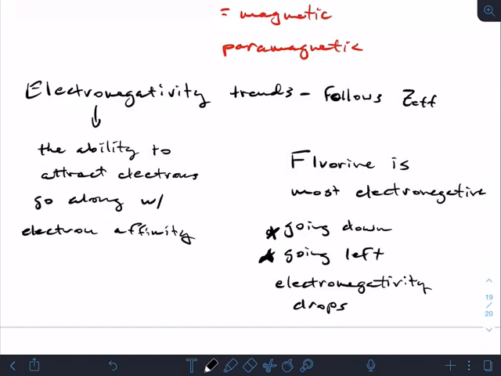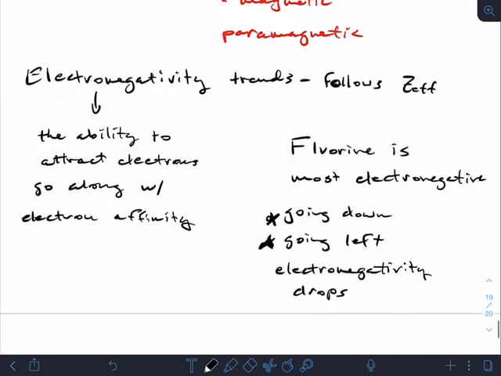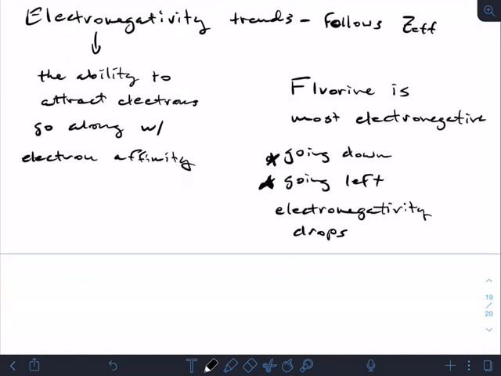So small atoms are going to have a higher Z effective than big atoms. Atoms on the right-hand side of the table are going to have more electronegativity than atoms on the left-hand side of the table. So fluorine is the most electronegative, and everything going away from fluorine follows that trend.